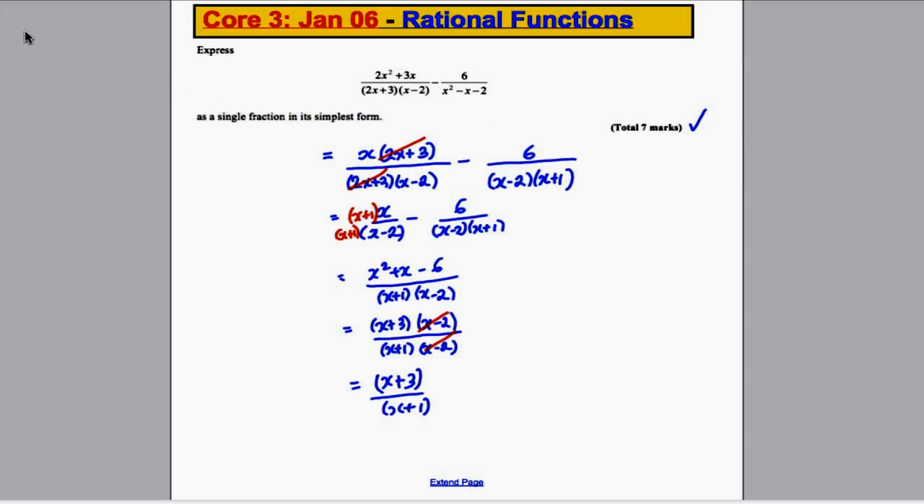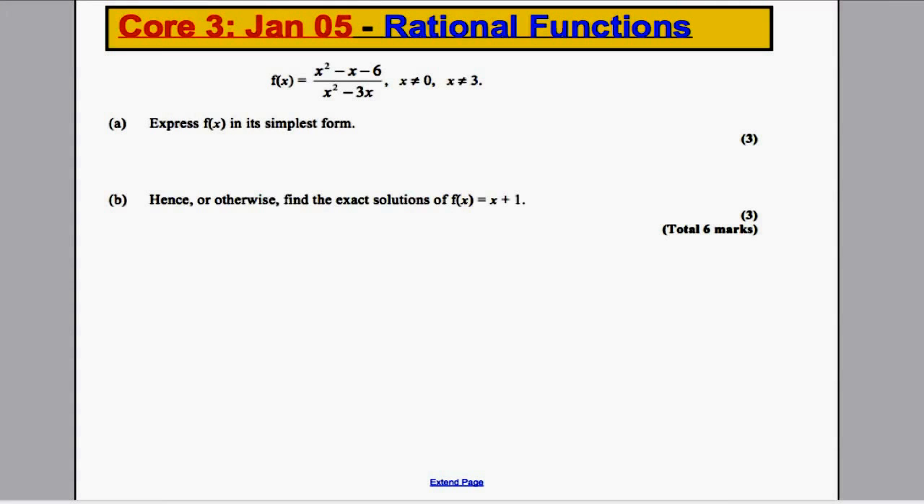Next question. Pause, have a go, watch my answer. Okay, let's have a look at this. Just before I go into this question, just take a look here. It's telling you x can't be 0, because if it was, the bottom would be 0. You can't divide by 0. Similarly, x can't be 3. If it was, you get 9 take away 3 times 3, which is 0, and you would be dividing by 0.